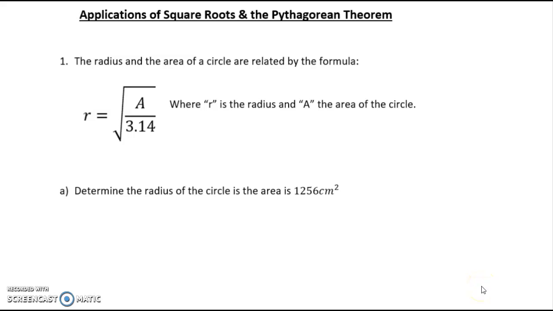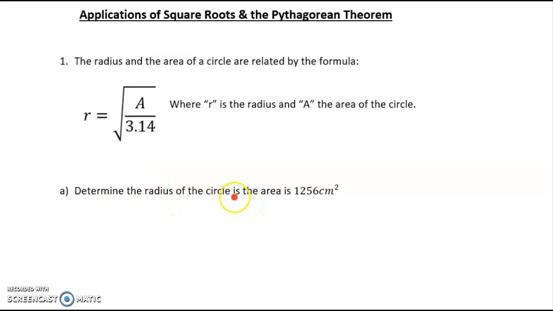So today's lesson is application of square roots and the Pythagorean theorem. It says the radius and the area of a circle are related by the formula, and that's right here. R equals the square root of A divided by 3.14, where R is the radius and A is the area of the circle. So it says determine the radius of the circle.